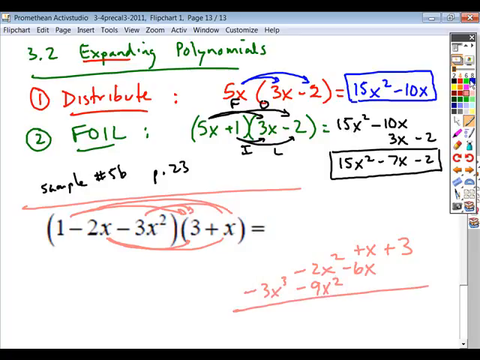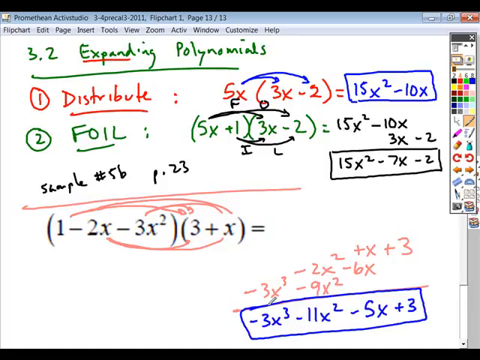What I can now do is go work down my columns and just simplify. 3x cubed, nothing to combine. When I combine my x squareds, combine my x's, and then write my constant down, I get my final solution.